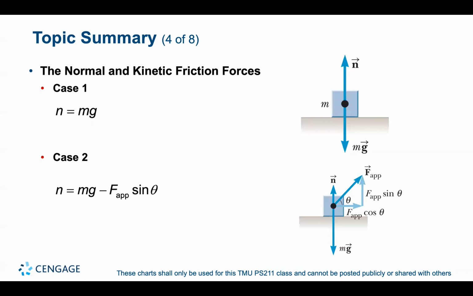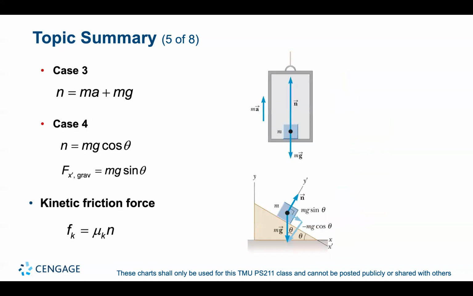We talked about some different cases. Here's the normal and kinetic friction forces example. The normal force is the response of a surface to contact with a given object. There are 4 common physical contexts for the normal force. The first is at rest on a level surface. The second case is an applied force at an angle. The third case is a level surface under acceleration. And case 4 is a sloped surface, where it's also useful to know the component of the gravitational force acting down the slope.